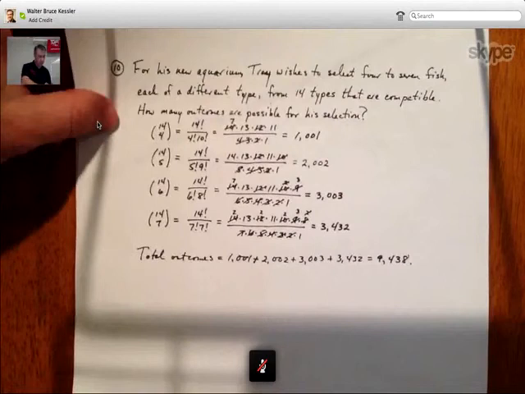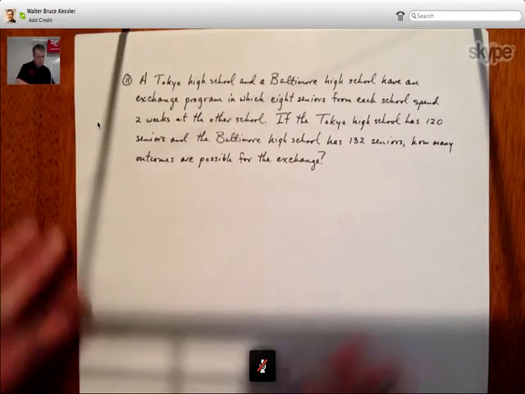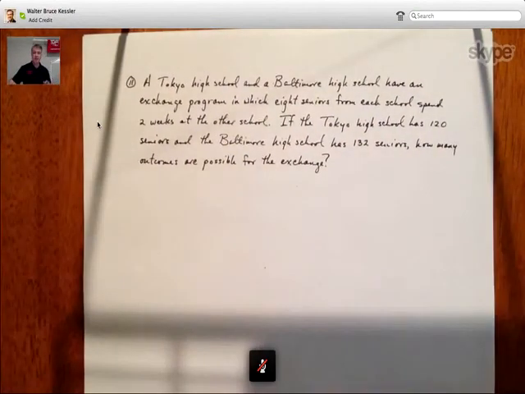And then one last problem. That was kind of an or problem. You had different things that could happen, this or this or this or this. This is an and. You've got a Tokyo High School and a Baltimore High School. They have an exchange program in which 8 seniors from each school spend 2 weeks at the other school. If the Tokyo High School has 120 seniors to choose from, and the Baltimore High School has 132 seniors to choose from, how many outcomes are possible for the exchange?